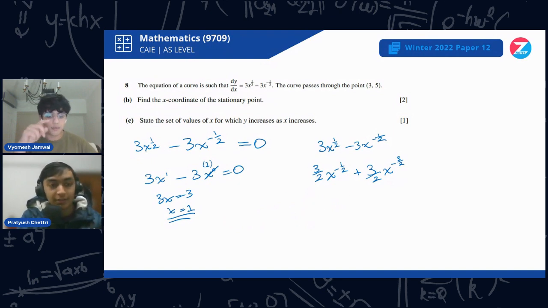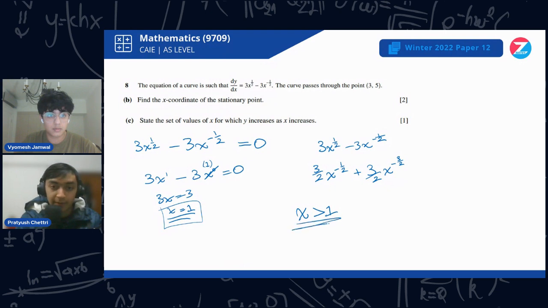Because if we think about a minima, this is what we got. After, on the right of the stationary point, when x increases, the value of y also increases. So that shows us that it's x more than 1, because in B, we found that the x coordinate of the stationary point was 1. So for, how do you write this? x is greater than 1. For C, when x is greater than 1, then y is an increasing function.